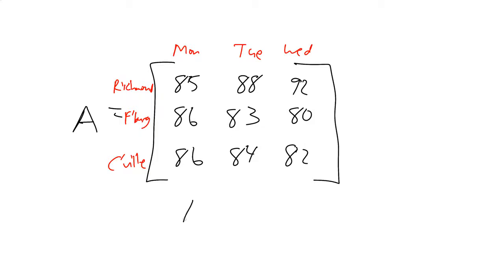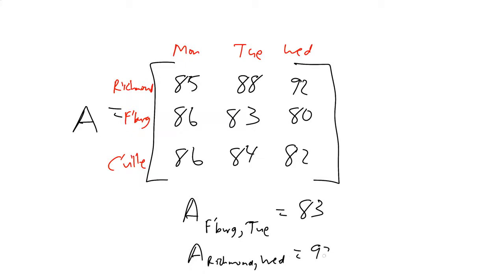And so now I could say, what is A of Fredericksburg, comma, Tuesday? And the answer to that would be 83. Or I could say, what's A of Richmond, comma, Wednesday? And the answer would be 92, right? And then it doesn't actually matter how I'm numbering them because I'm not treating them by a number.